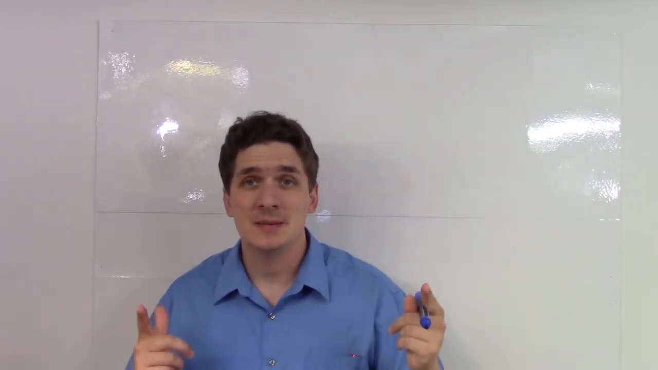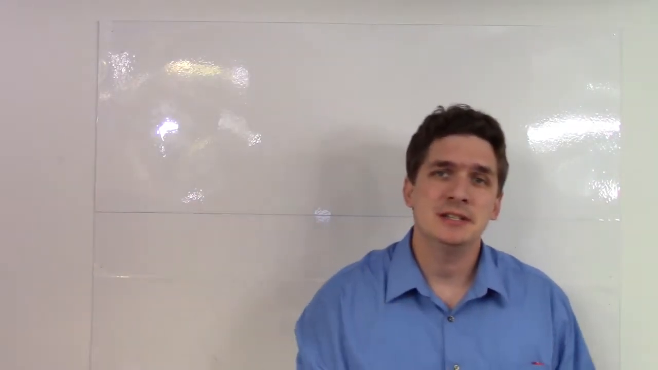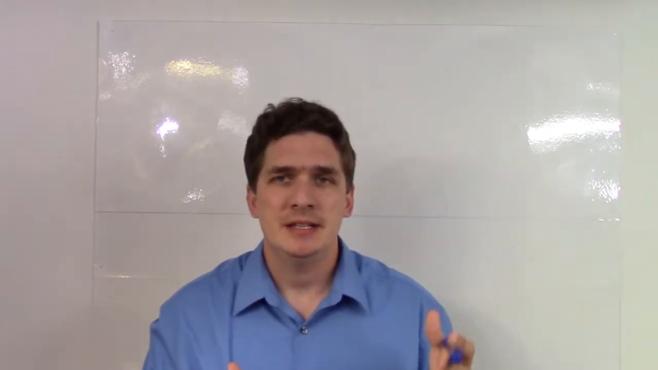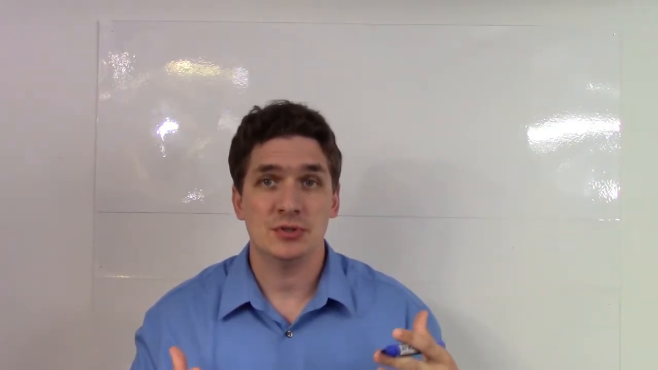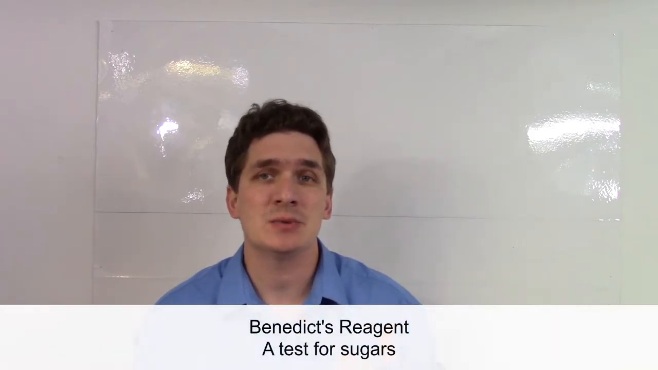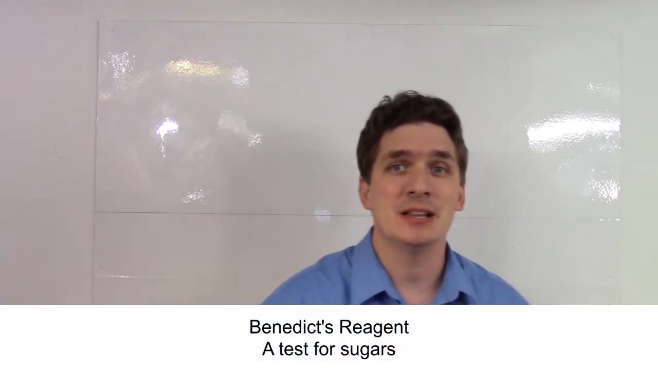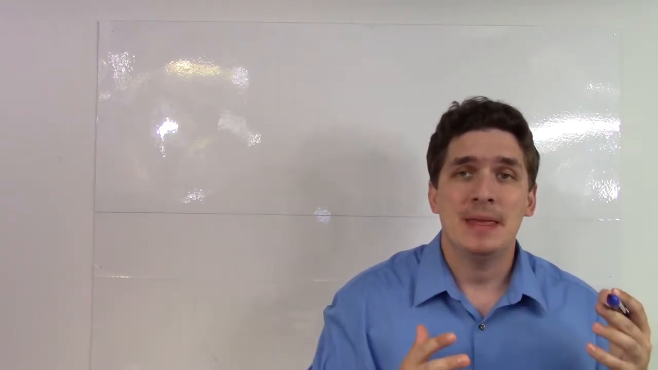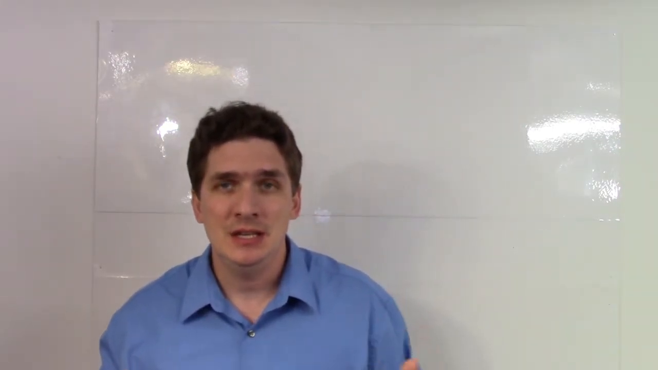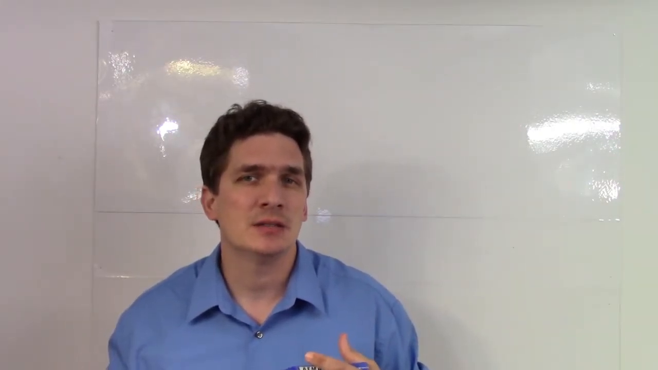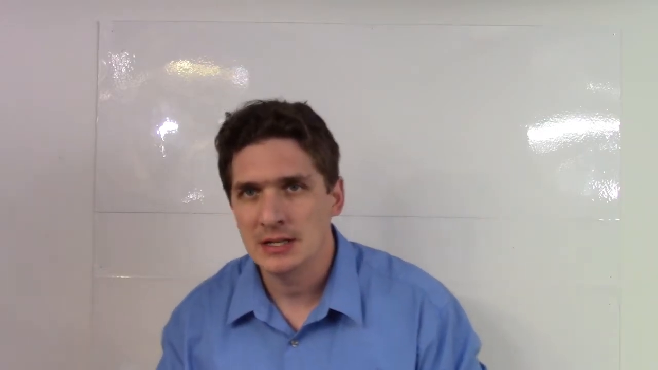Alright, so let's talk about Benedict's reagent. Benedict's reagent is kind of an interesting one because it's a test for sugars. Basically what it does is it reacts with the aldehydes. Now we've actually talked about this in a previous video. It will react with both the aldoses and the ketoses. So why would the ketose react if it's specific to the aldehydes? Well, we'll get to that in a minute.